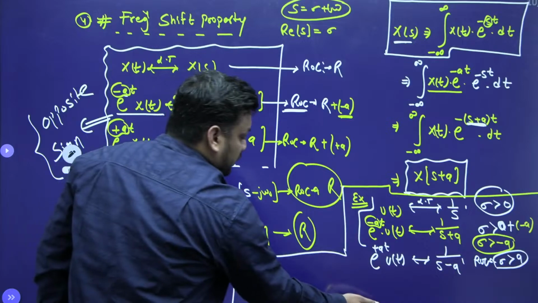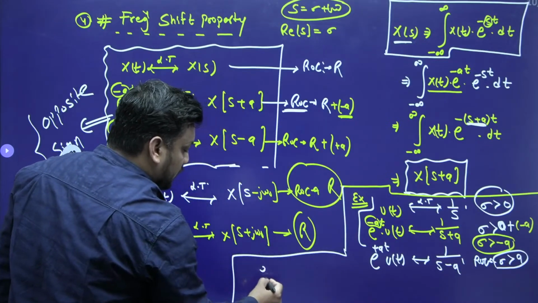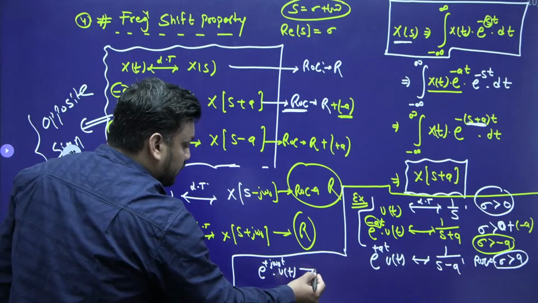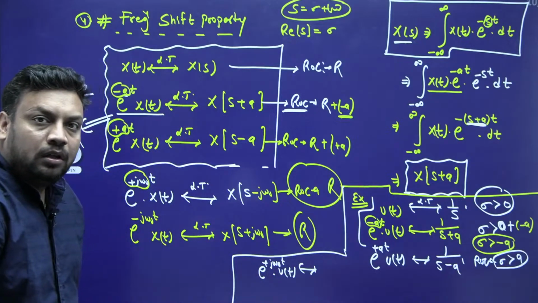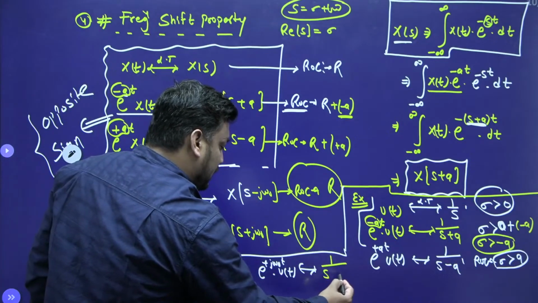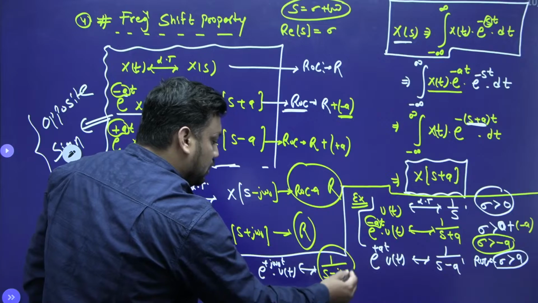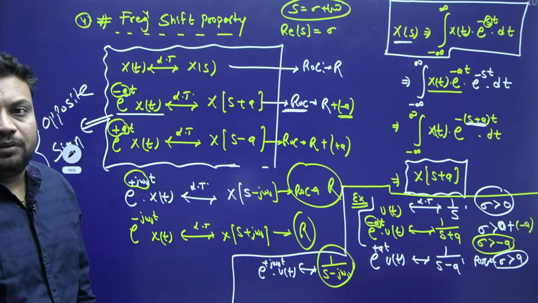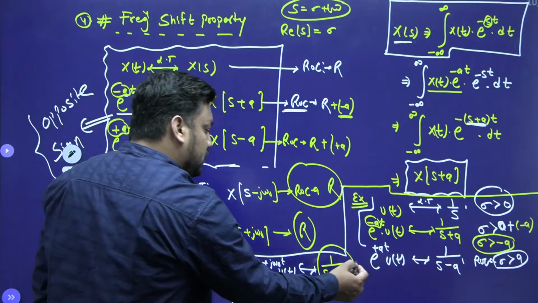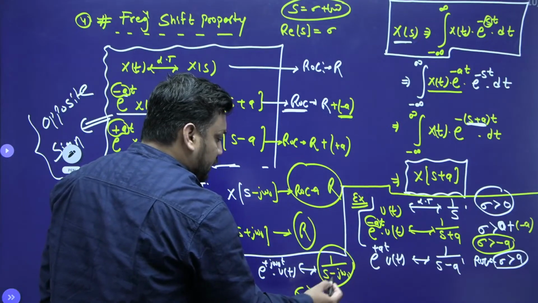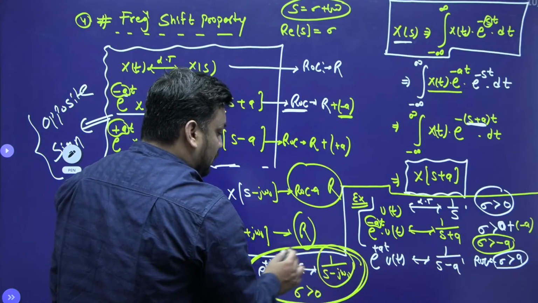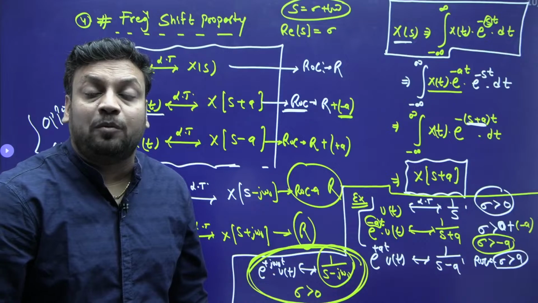But if I talk about e to the power plus j omega 0 t times u(t), is it visible to you, children, the last expression? Yes. Its Laplace transform is nothing but 1 upon s minus j omega 0. And its ROC is still sigma greater than 0. Why? Because the real part of j omega 0 is 0.